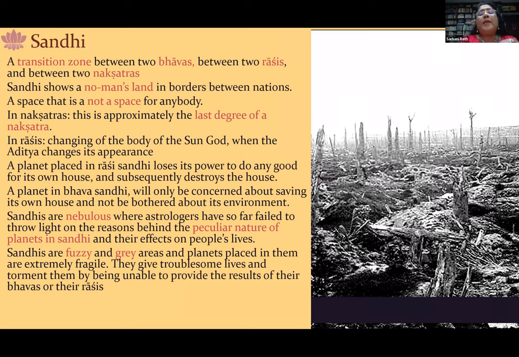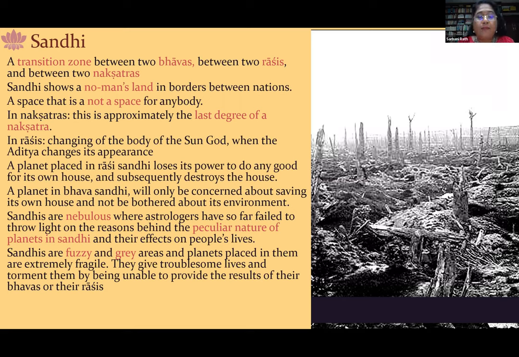Now, we are not going to discuss too much about the transition zones between bhavas, because that is much more prevalent where the bhava chalit chakra comes into place. But for example, rashis. What happens when there is a borderline, when one rashi is changing into the other rashi? That is called a rashi sandhi.